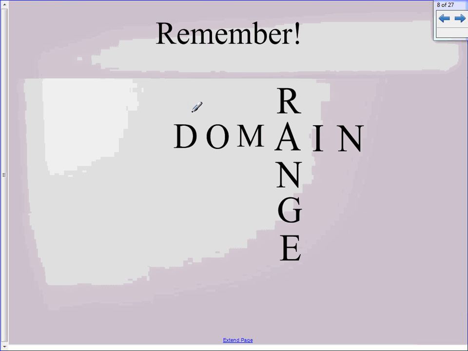So remember, when you get on the test, your domain is your x values. If you need to write this on your notes before you take the test, you can write it on your scrap paper that you get. And the range is your y values. So you can write it like this just to help you remember, okay? Domain is x, y is range.